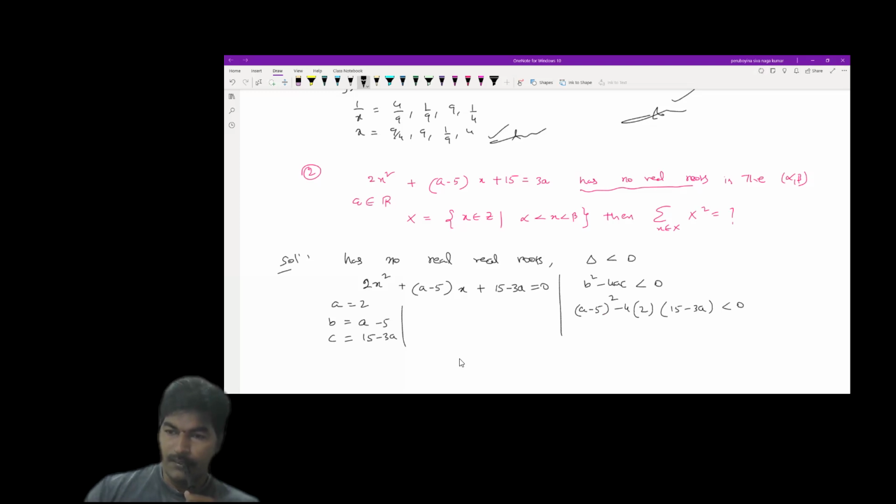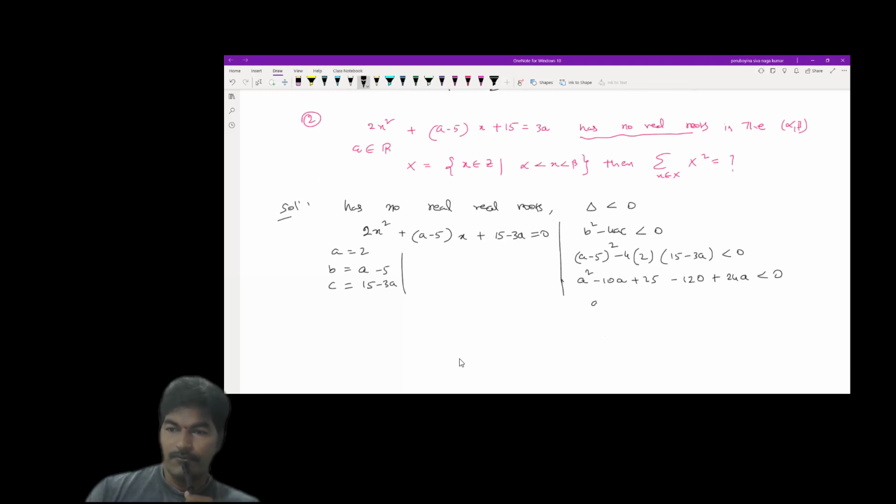Okay, so try to simplify this entire equation. Expand it: (a minus 5) whole square, a square minus 10a plus 25, minus 8 into 15. 8 fives are 40, 4 and 120. Minus of minus is plus, 8 threes are 24a, is negative. So therefore, a square plus 14a, we subtract 120 and 25, you will get minus 95, less than 0.